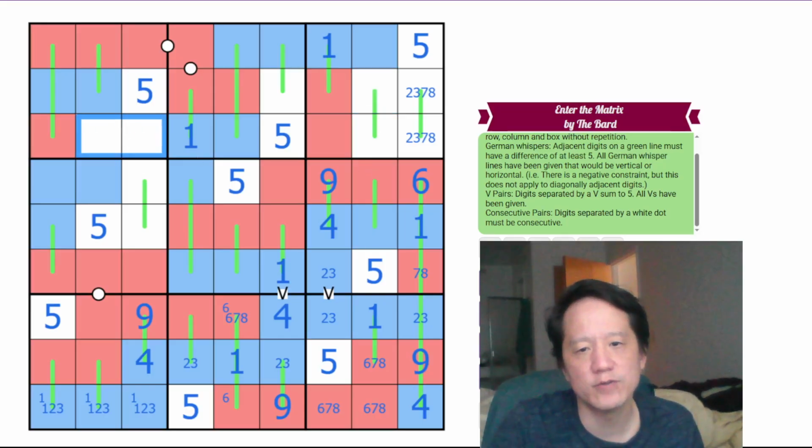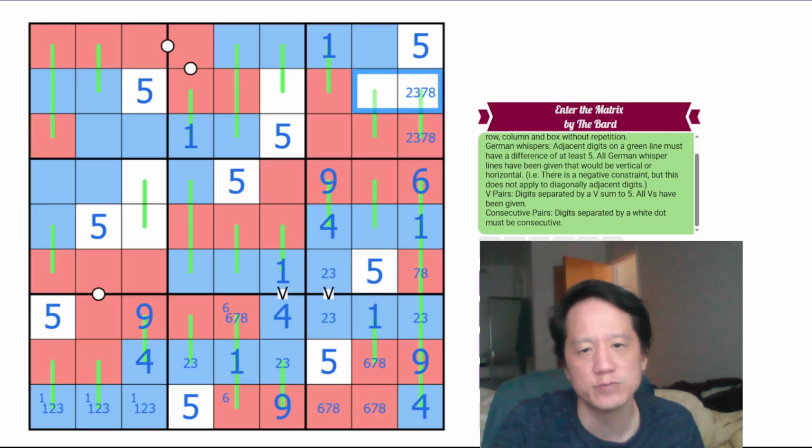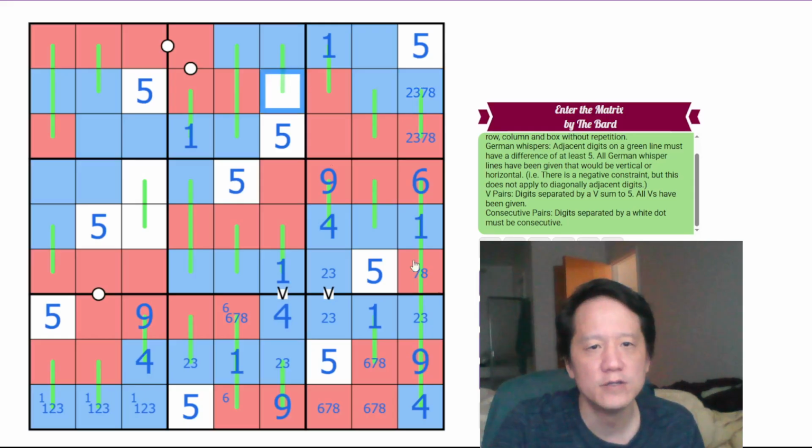These 2 digits have to be low because those are the only remaining digits left in box 1. Therefore, we have 4 lows in row 3, so the rest of the digits are all high, which forces both of these to be low. This must be high because of this low digit. We have 4 highs in row 4, so this must be low, which forces this to be high.